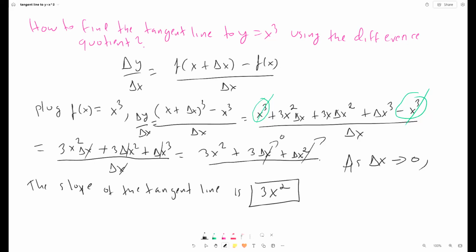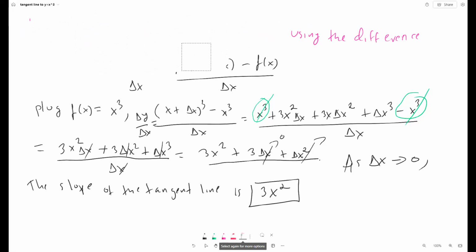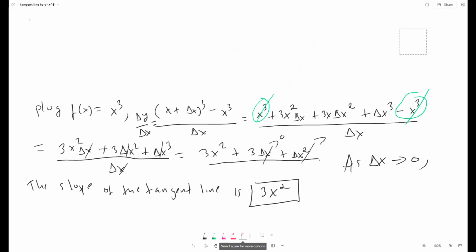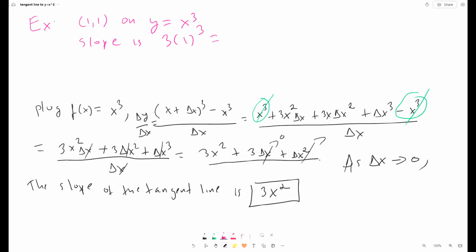Now let me give you one example. Suppose you have a point (1, 1) on y equals x cubed, and then that means that the slope is 3 because of the 1 here. That means 3 times 1 cubed, that's equal to 3.